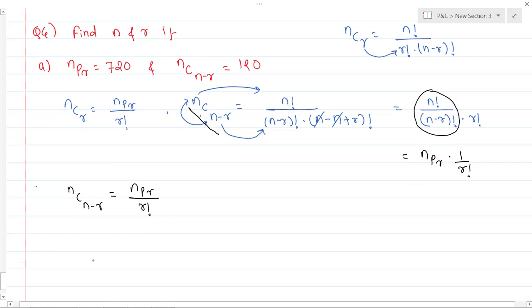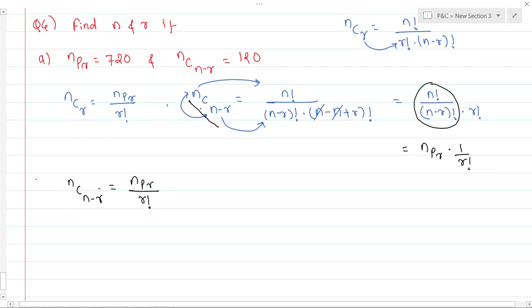Perfect. Now simply substitute the values. So nC(n minus r) is nothing but 120. So 120 is equal to nPr, which is nothing but 720, divided by r factorial. So this 0 cancels. So we have r factorial is equal to 72 by 12. So it is nothing but 12 sixes are 72. So it is equal to 6.